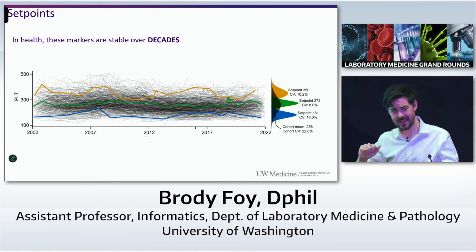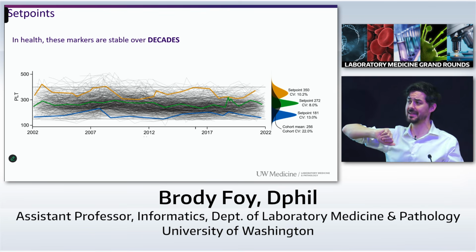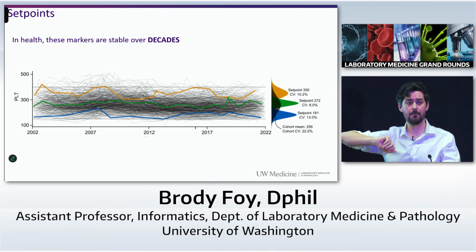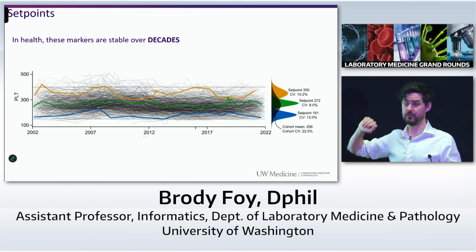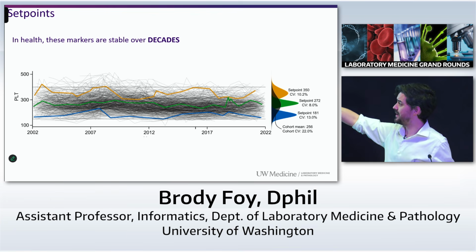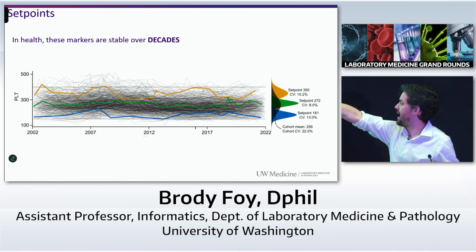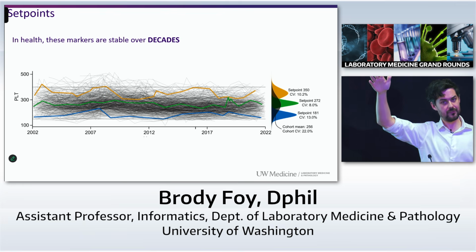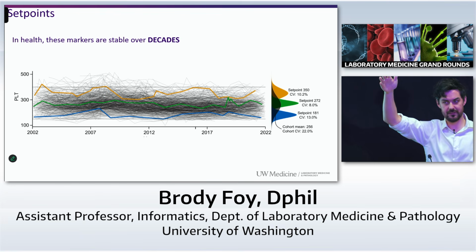What does that look like in data? Well, if we take, say, platelet count and we take outpatient platelet count testing over 20 years, this is what it looks like. You can see the black is just 500 or 1,000 patients, and on average you have this population level variance, right, which is our population reference interval.